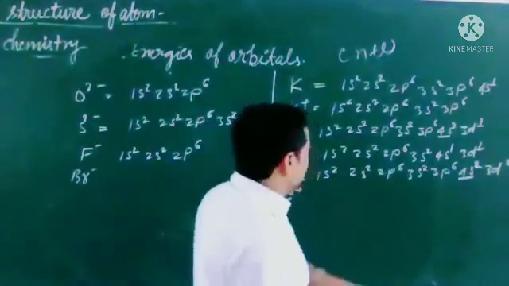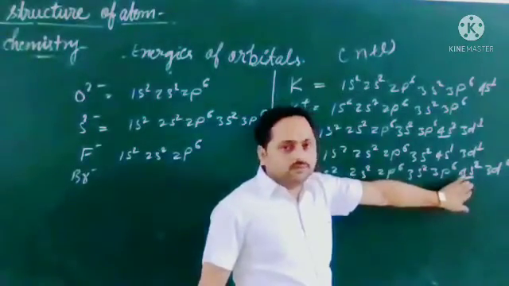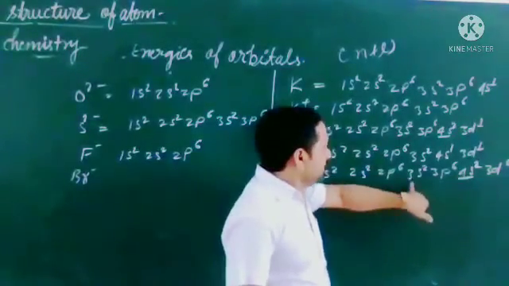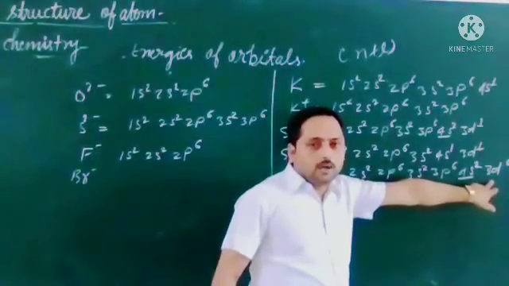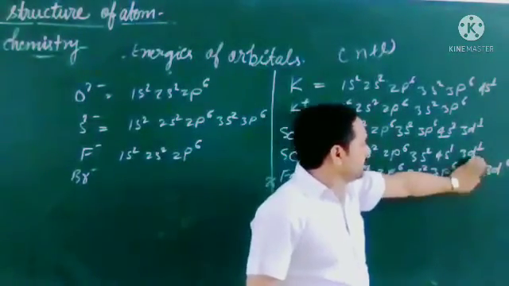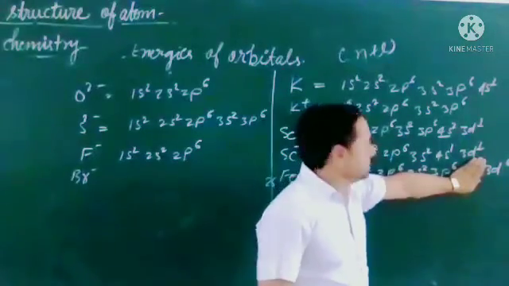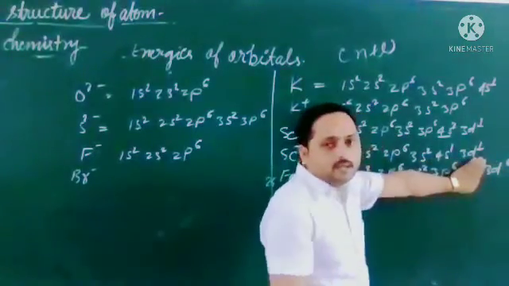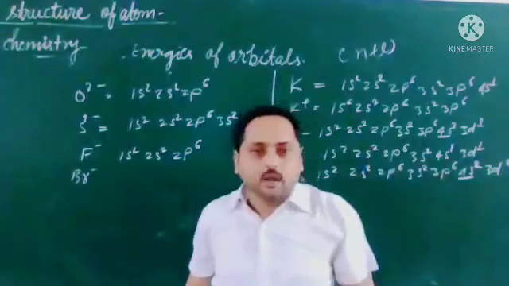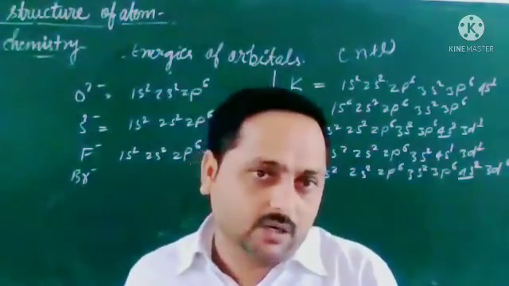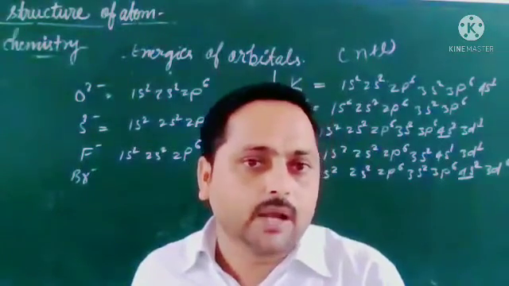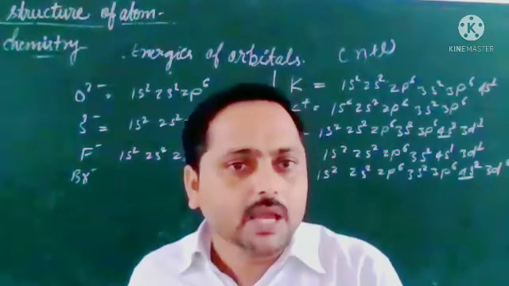If I remove 2 electrons from this 4s2, then 3s, 3p, and 3d are there. Now we have to decide from which orbitals we have to remove the electron. So here we will follow n plus l. Got it?